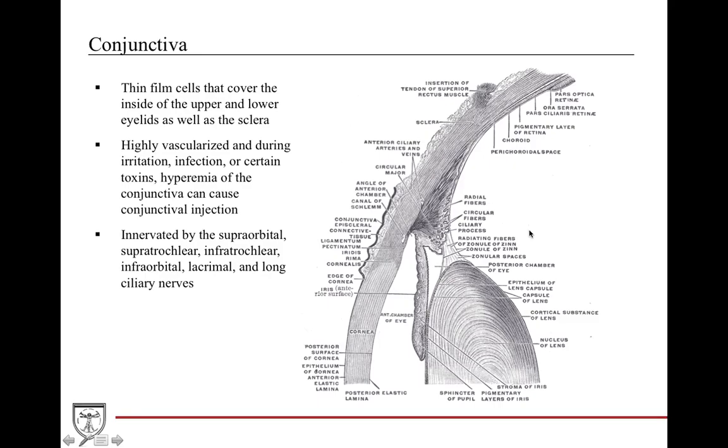The conjunctiva, everyone knows what the conjunctiva is. It's the white of the eyes, right? It's a thin film that covers the upper and lower eyelids, as well as the sclera, and this is what can get conjunctivitis or some sort of hyperinjection or erythema whenever there's some sort of inflammation or irritation to the conjunctiva. It's innervated by the supraorbital, supratrochlear, infraorbital, lacrimal, and long ciliary nerves.